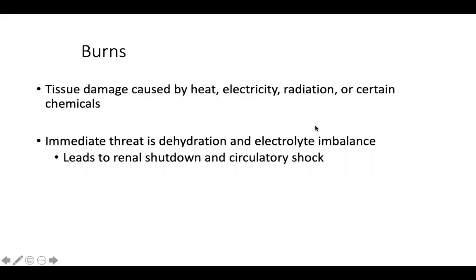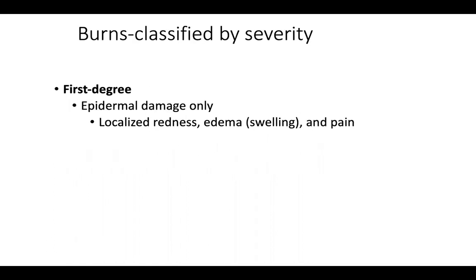All right, we're picking up with burns here. So what's a burn? It's damage caused by heat. It could be electricity, radiation, or certain chemicals. The most immediate threat is dehydration and electrolyte imbalance. These things would lead to shutdown of the kidney and circulatory shock. And when you have circulatory shock, right, your entire system isn't going to operate properly.